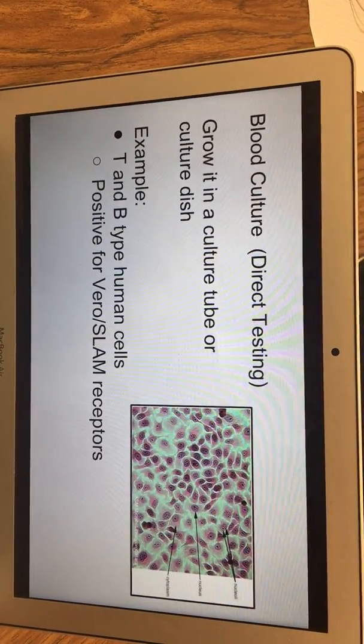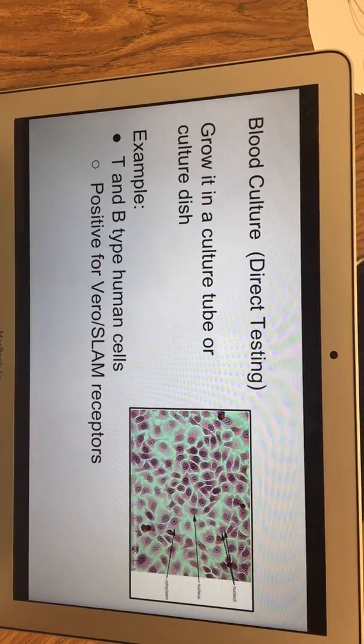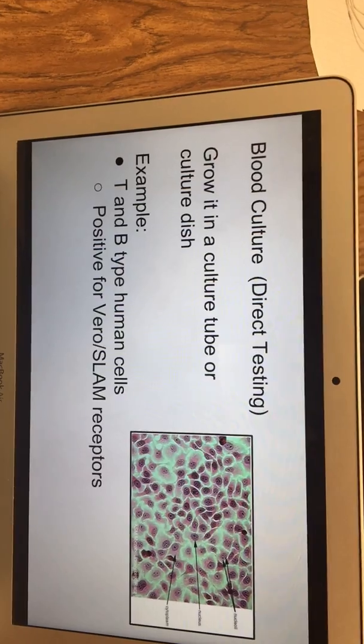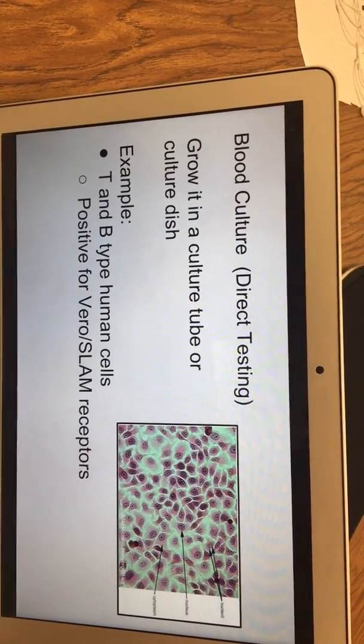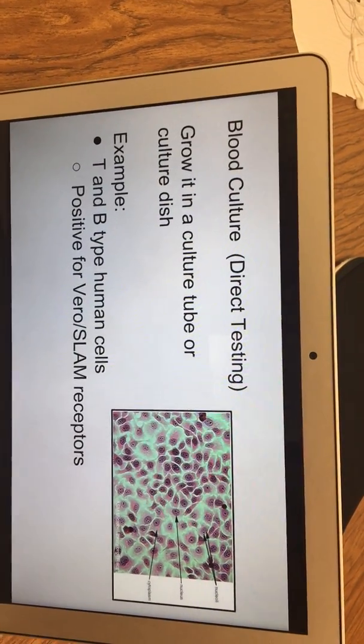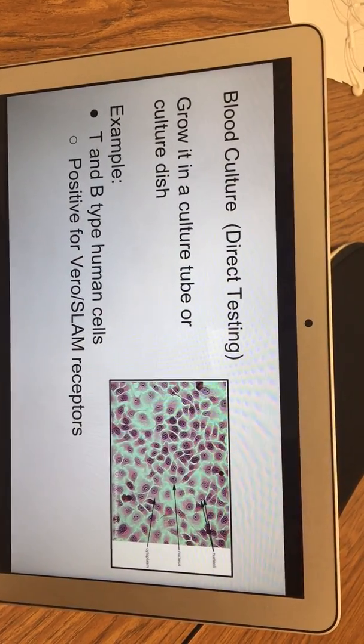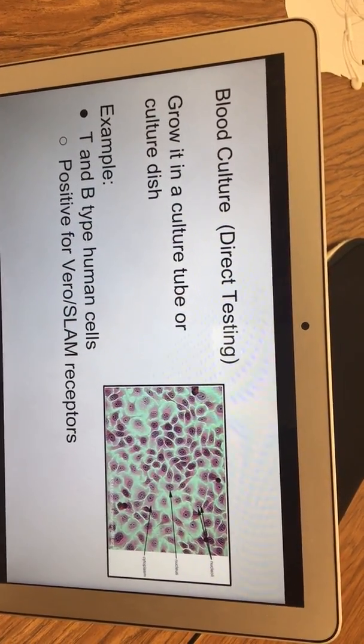The next method to diagnose measles is to do a blood culture. Often culture isn't used for diagnosing, but rather for virus surveillance, which is a way to say we are tracking to see if the same or similar viruses are spreading throughout the communities.